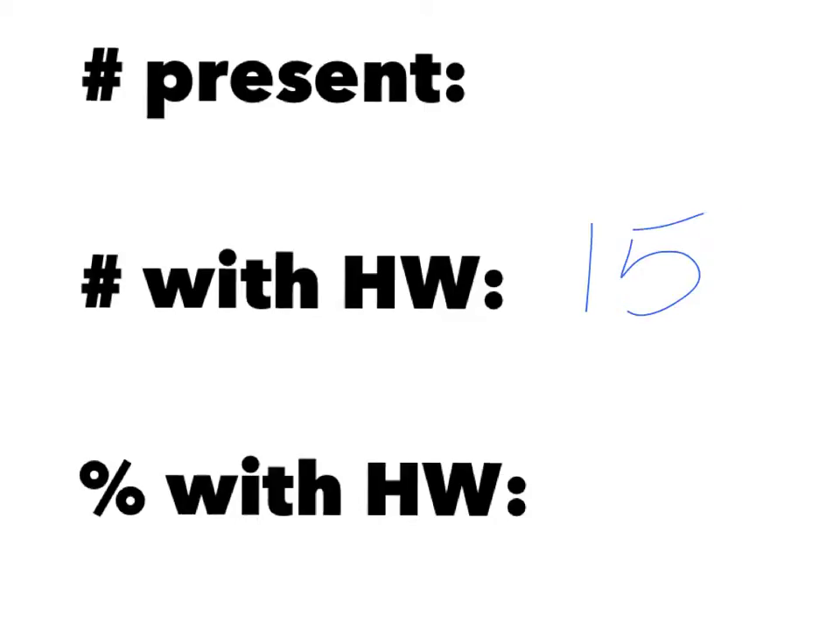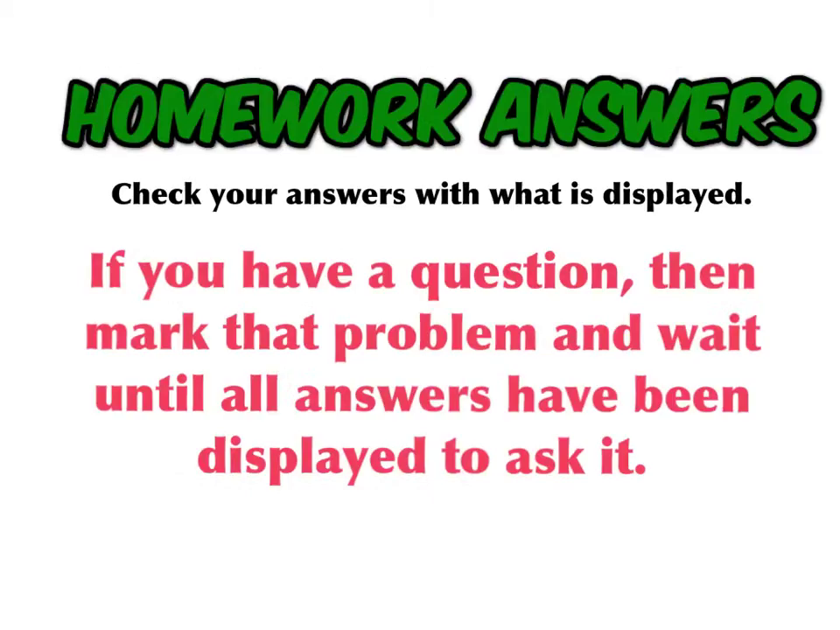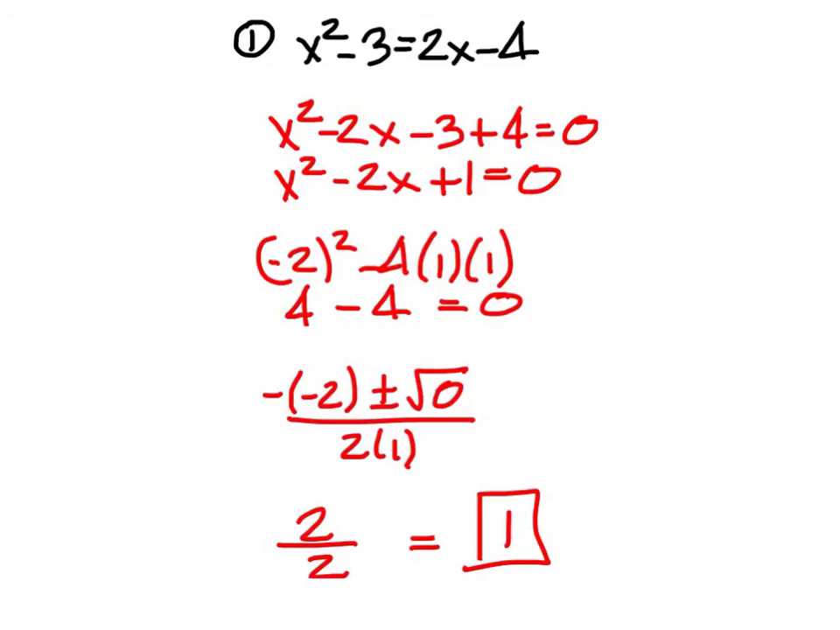We have 15 out of 20 for homework, and that's going to be 75%. Here come the answers. We'll just go over the answers first, and then we'll answer questions after we get through answer 10. Number 1 should just be 1.